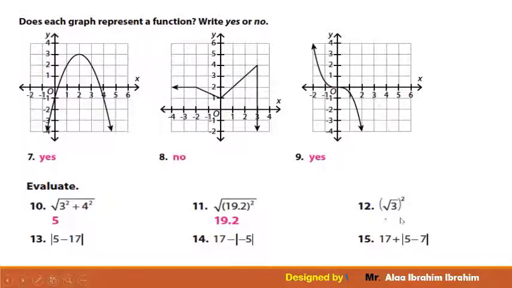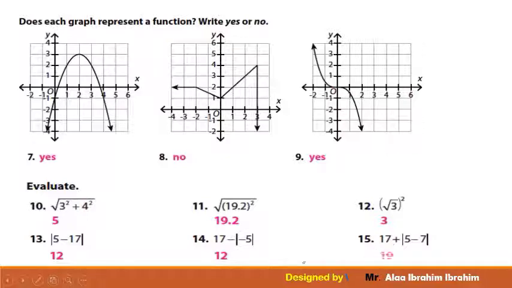Now the absolute of 5 minus 17. So 5 minus 17 is negative 12, but the absolute makes it positive 12. Here, this gives you 5, so 17 minus 5 is 12. Here, we do this operation first, the absolute first. 5 minus 7 is negative 2, so the absolute value makes it 2. So 17 plus 2 is 19.